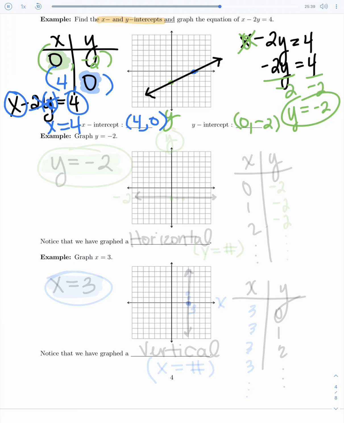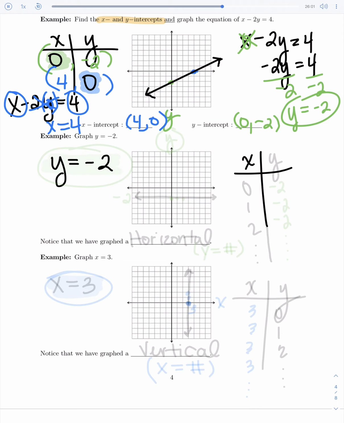Let's take a look at this next one. Next one, we've got the equation y equals -2. This one's a little different. And it's a subtle difference, which is that we don't have an x. We only have y's. So something special is happening here. Question is what?